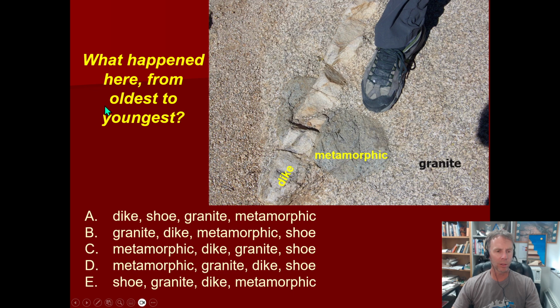So your job here is to put the sequence of events in order from oldest to youngest. We've got the dike, the metamorphic rock, the granite, and the lovely shoe there. So put them in order from oldest to youngest. Go ahead and pause the video if you need to work on that or consult a friend.